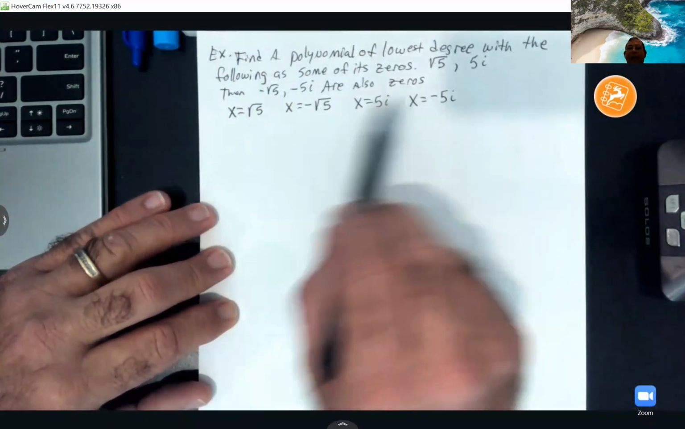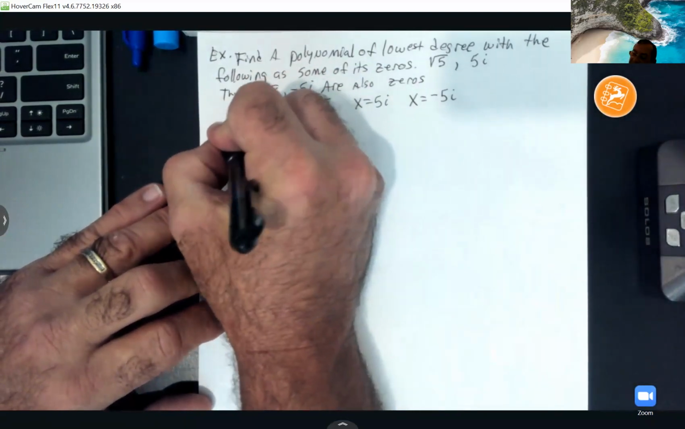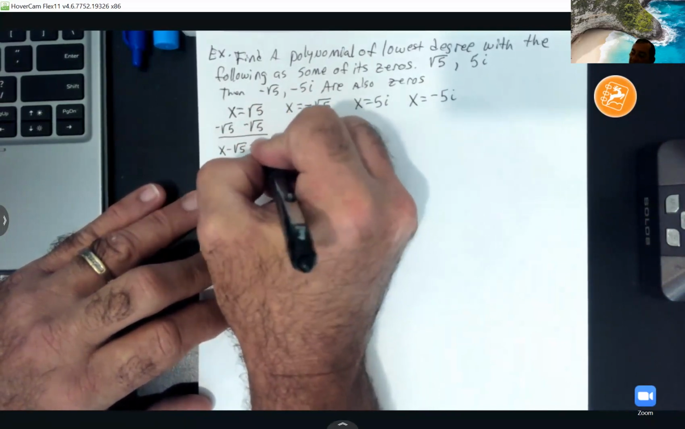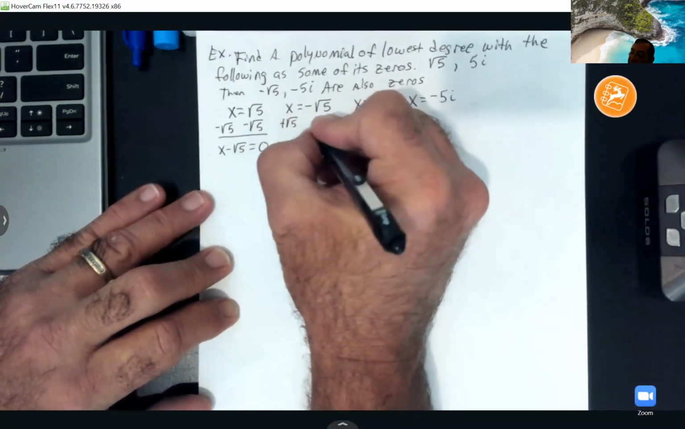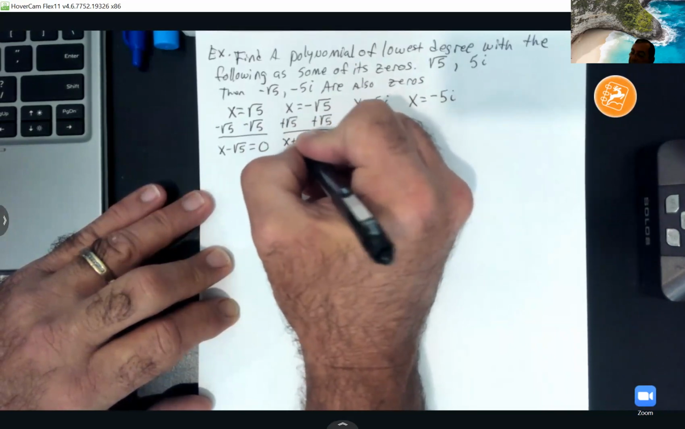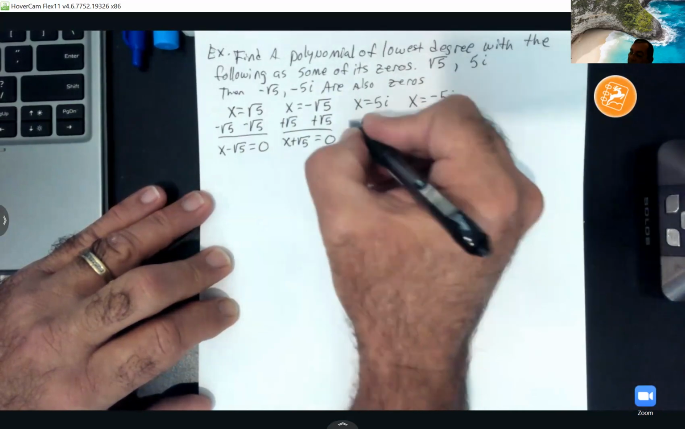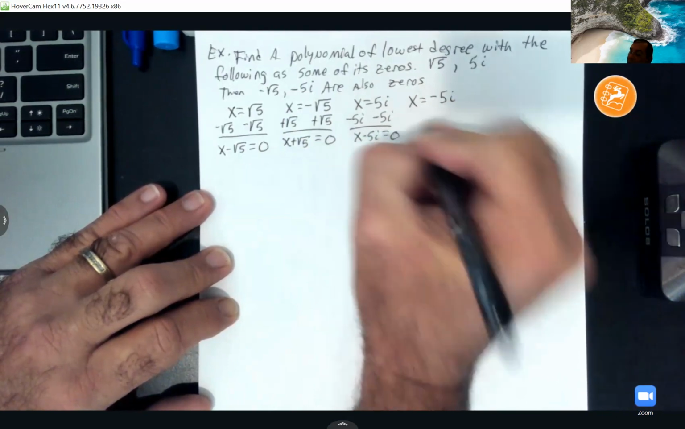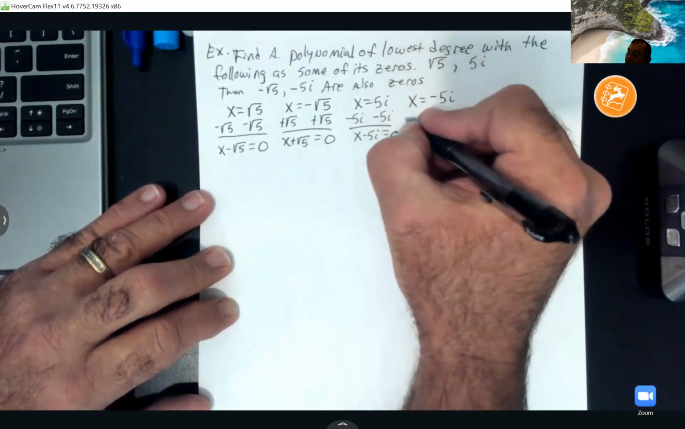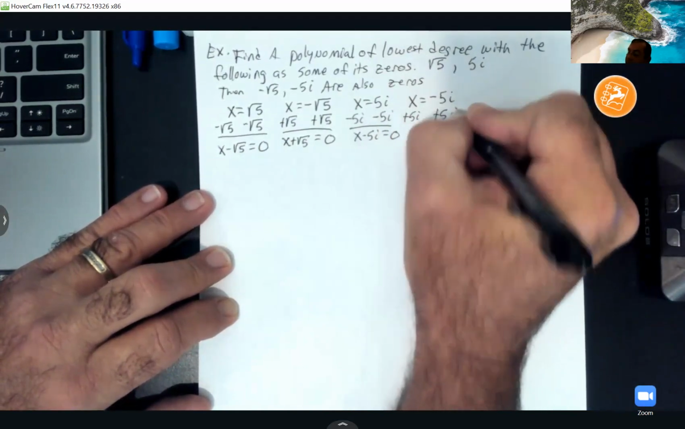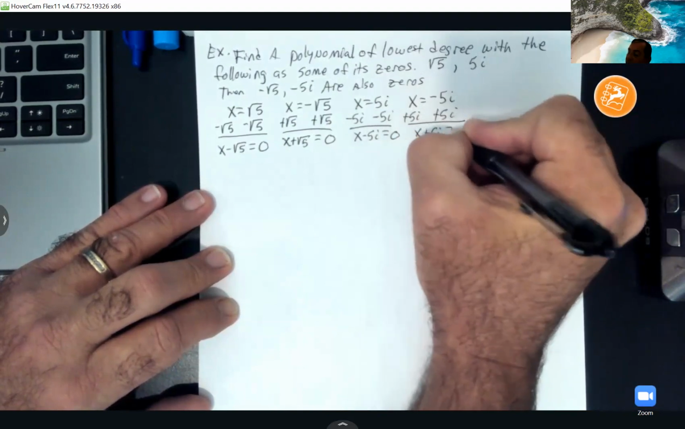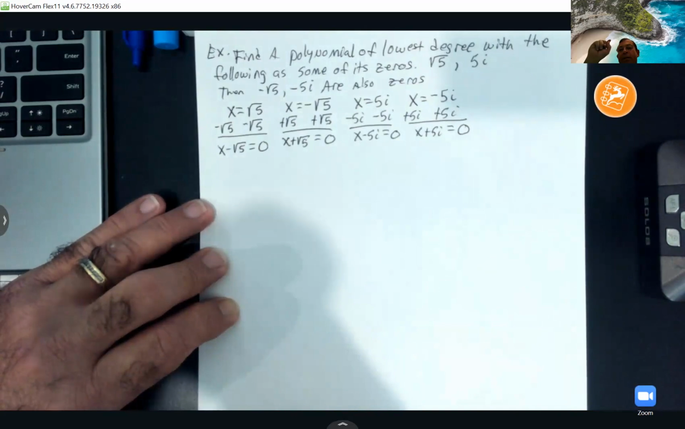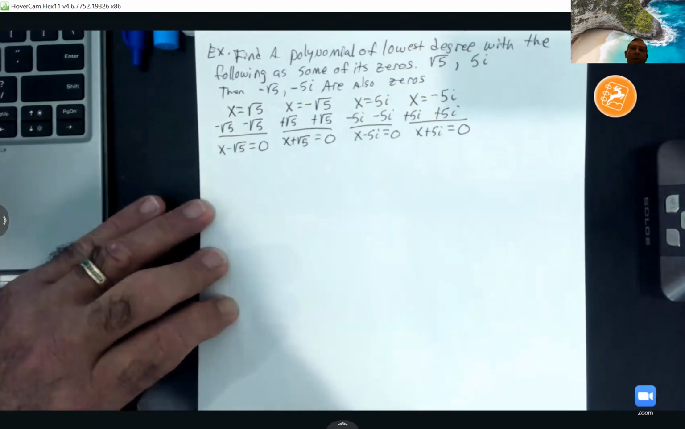So here we go, add and subtract, get everything to have a 0 on the right side. So subtract that square root of 5 from both sides on the first one. Add square root of 5 on our second equation. Subtract 5i on the third. And then finally add 5i to the fourth one. So since we got 4 zeros, we're going to end up with an x to the fourth as our highest exponent, okay? So that degree always matches our zeros.